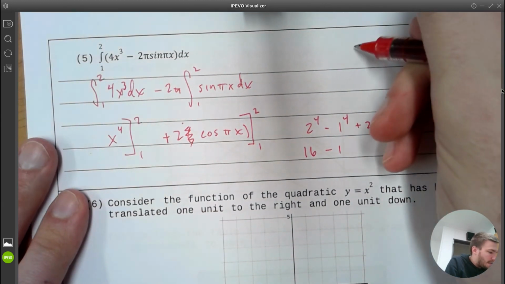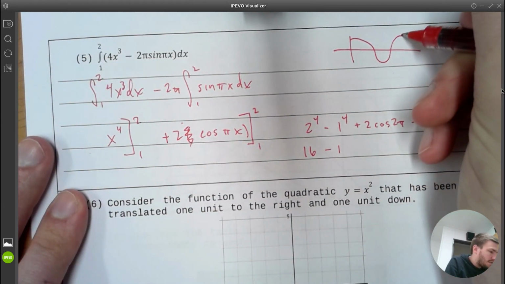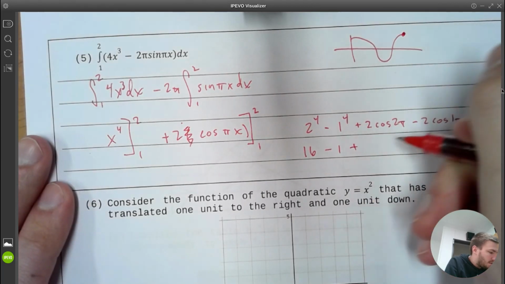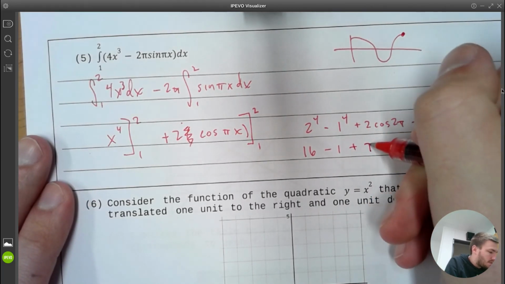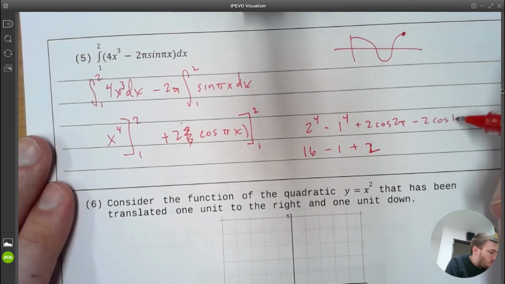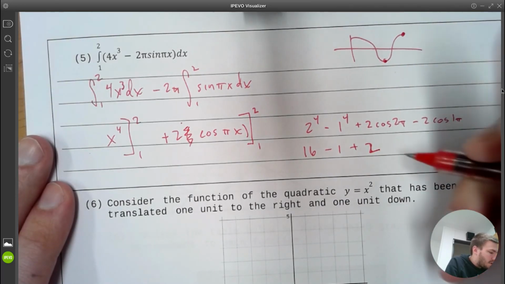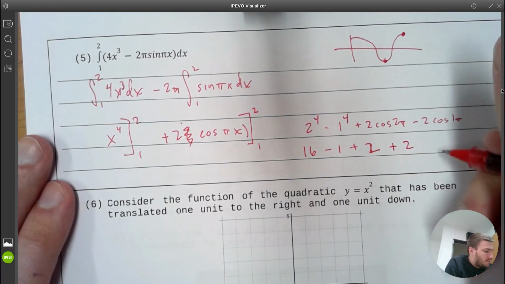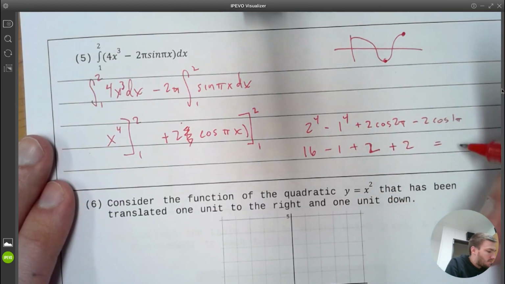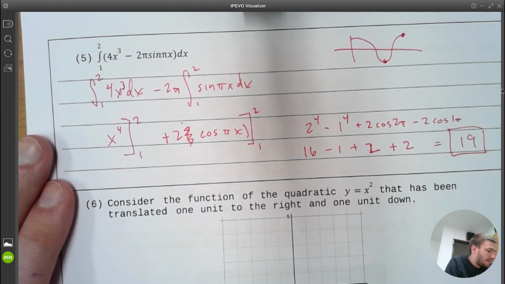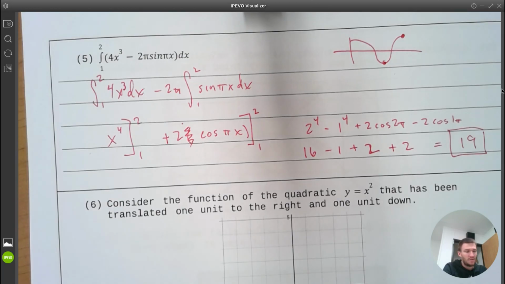Cosine of 2 pi. Cosine looks like this. 2 pi is 1. 2 times 1 is 2. And then 1 pi is -1. So that's going to be positive 2. So that's going to be 20 minus 1, 19 as our final answer. If you want to double check, you can use your calculator to double check.